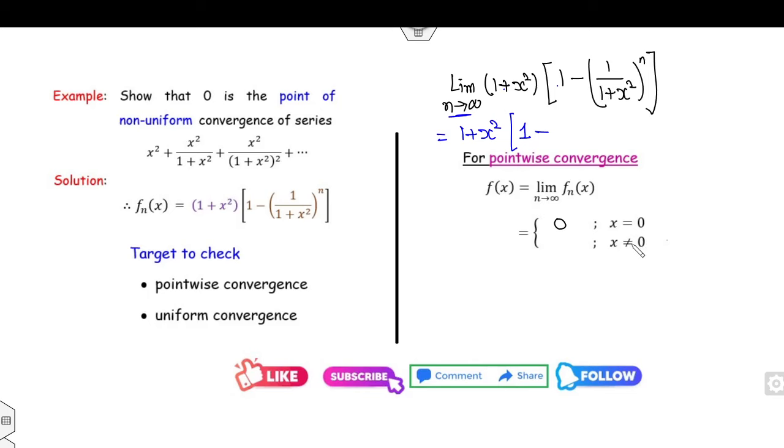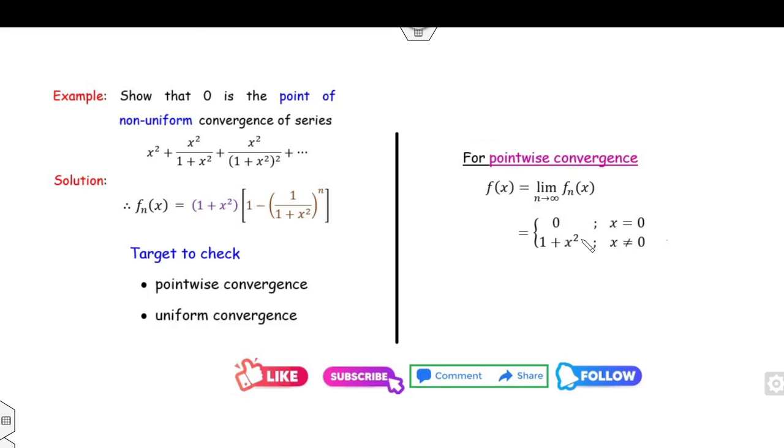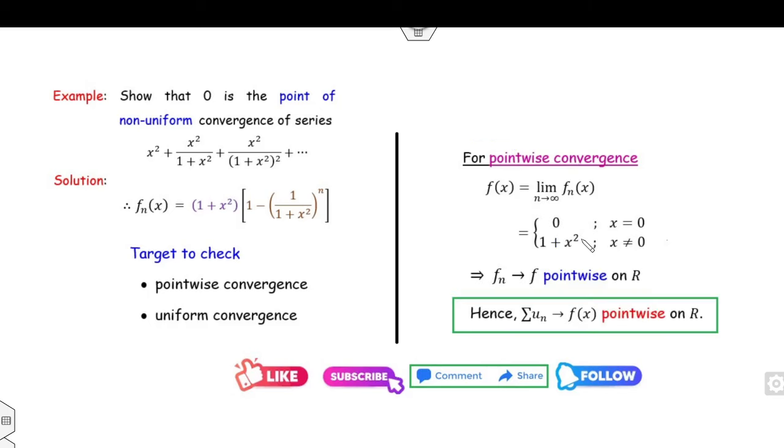Clearly, whenever x is non-zero, 1 over 1 plus x square always lies between 0 and 1. And any number between 0 and 1 which you raise to the power n goes to 0 as n approaches infinity. So the answer is 1 plus x square. Now clearly both the limits exist. Therefore the sequence Fn converges pointwise to the F.